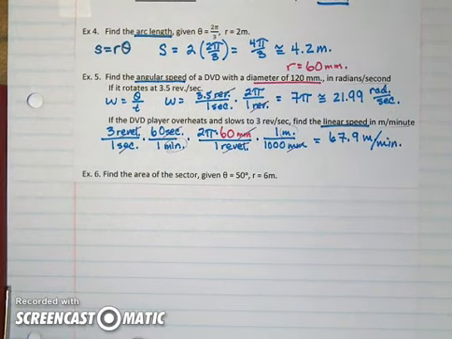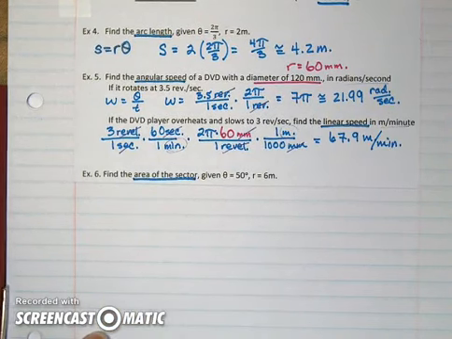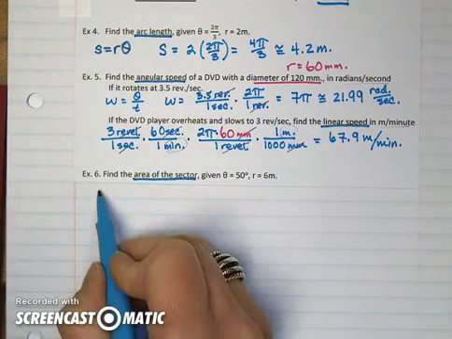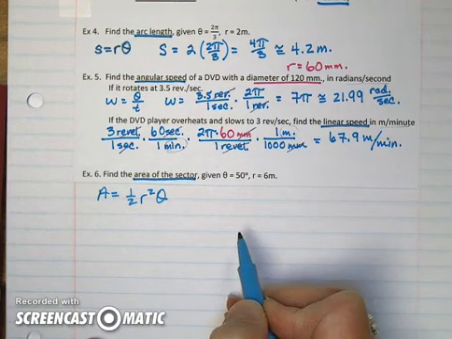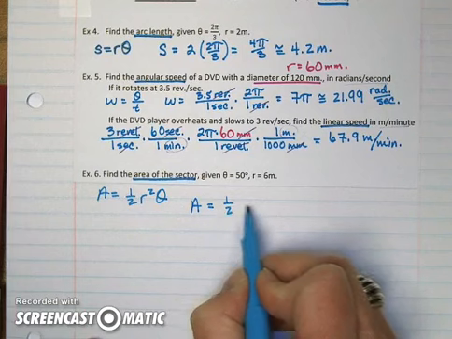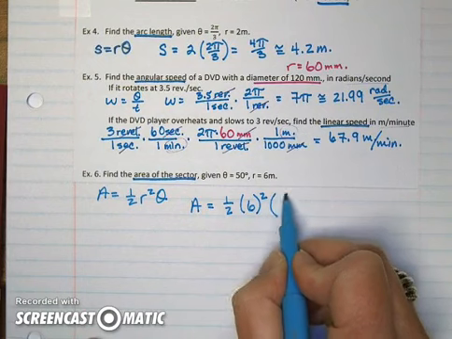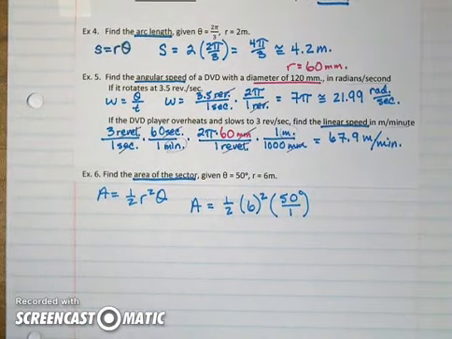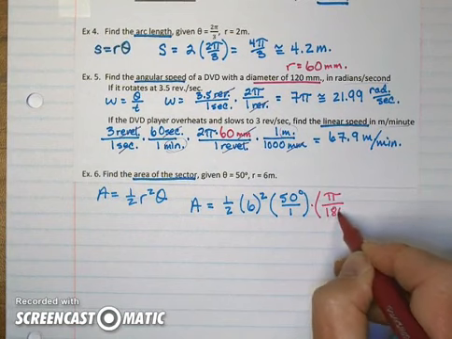Last problem. The area of a sector, given that theta is 50 degrees, it's in degrees, so we're going to have to convert it, and the radius is 6. All right, our formula was the area is 1/2 r squared theta, so my area is going to be equal to 1/2 my radius, which is 6, squared. And then I have 50 degrees. Well, I can't have 50 degrees. I need to convert that to radians, so I'm going to multiply it by pi over 180.